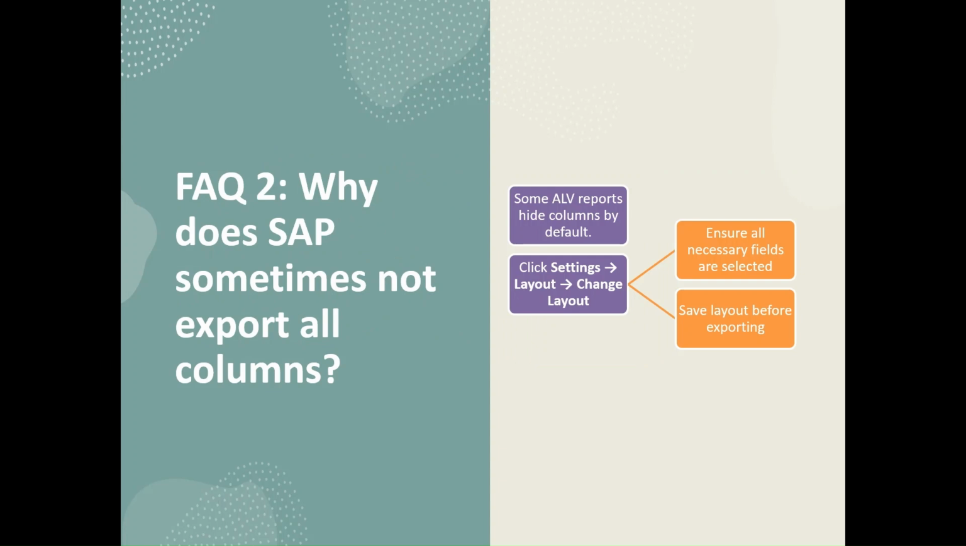Number two question is, why does SAP sometimes not export all columns? Sometimes the normal ALV reports hide some columns by default. There are some default settings to hide some of the columns. What you can do is go to settings, layout, and change layout. When you go to change layout, ensure that all necessary fields are selected. Once you select all the necessary fields, save that layout, and then export the data next time. Then all the required columns will be exported from that layout. So you have to change from default settings to your own required settings. So this is the answer to the second question.